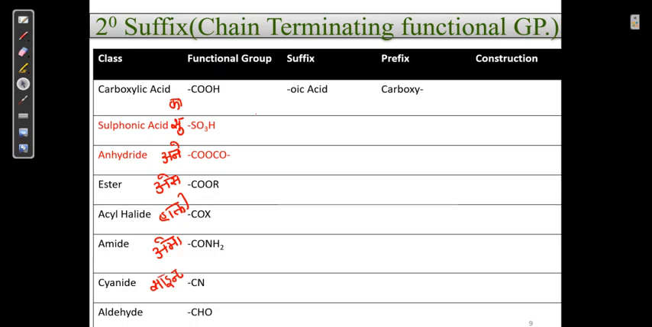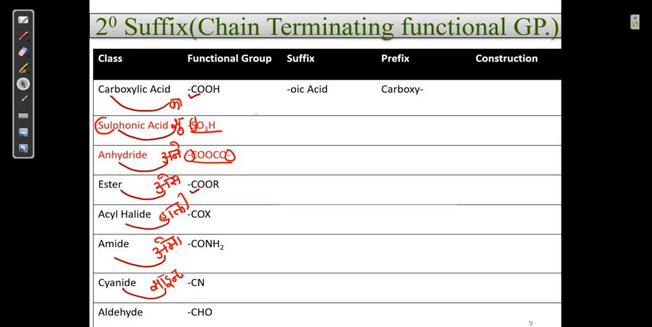Among all these written, the sulfonic acid and anhydride are not started with sulfur and are on both sides. The remaining all start with carbon and are chain terminating. So Ka stands for carboxylic acid, Su for sulfonic acid, An for anhydride, S for ester, Hali for acyl halide, Emma for amide, and Syn for cyanide. Suppose someone is going somewhere without doing the sign, we can say Ka, Su, An, S, Hali, Emma, Syn.